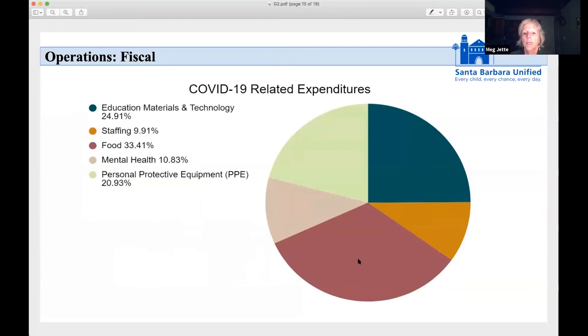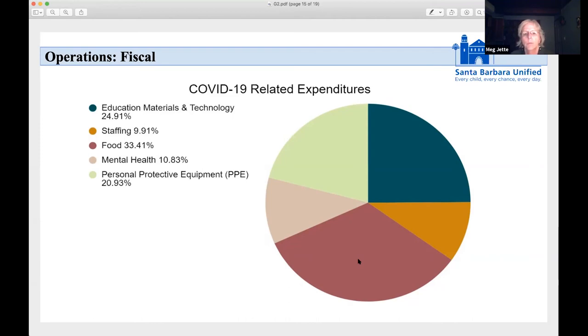As you can see, the educational materials are in the dark green or bluish green, and they've just gotten started on that. They've decided what they want to buy, and a lot of orders are going out right now. This is as of August 5th. Then we have some staffing, as John mentioned, that's mostly the substitutes. The food, as you can see, is a big chunk of the pie, and that's because we have been serving kids since the very beginning of shutting down schools on March 16th. We continue to do that until COVID is ended and beyond. So that's a big chunk of the money there.